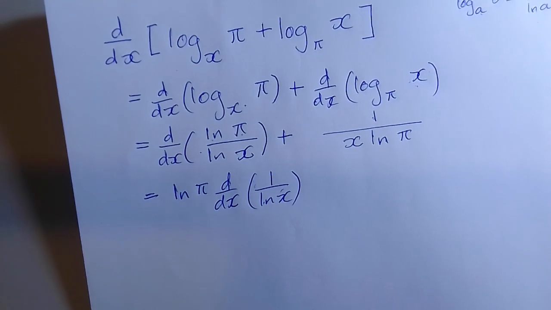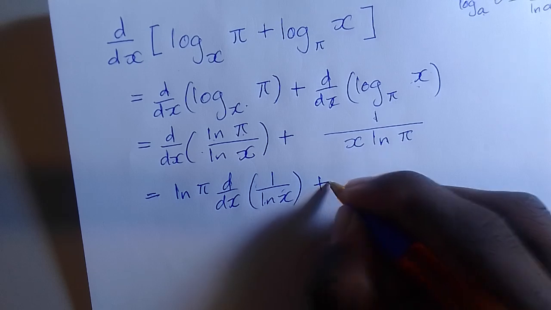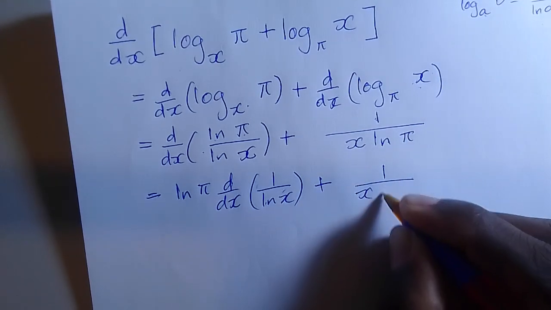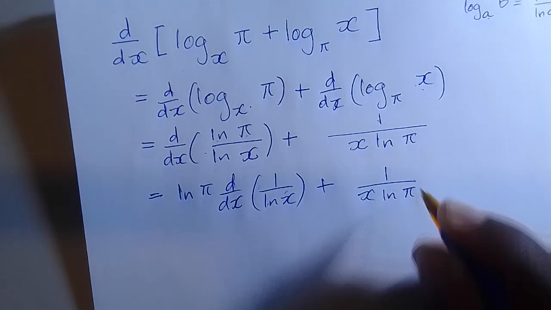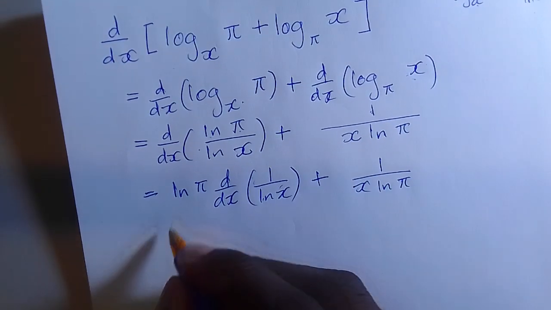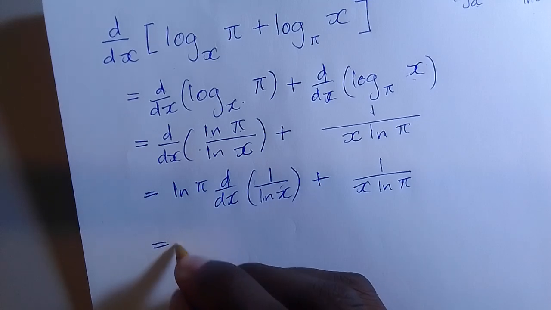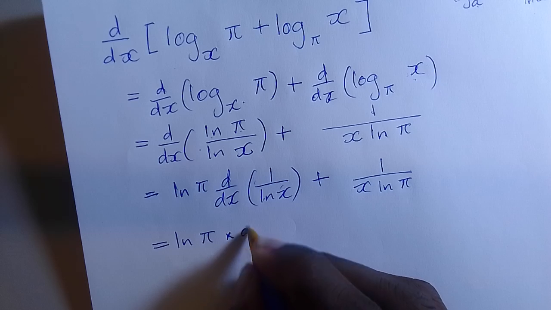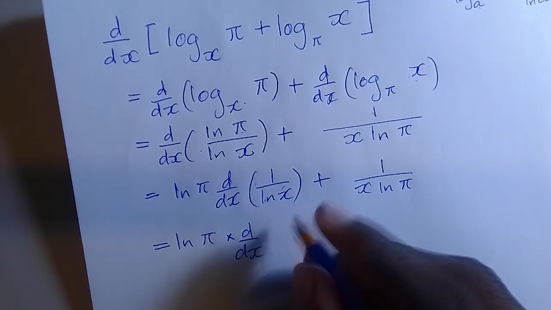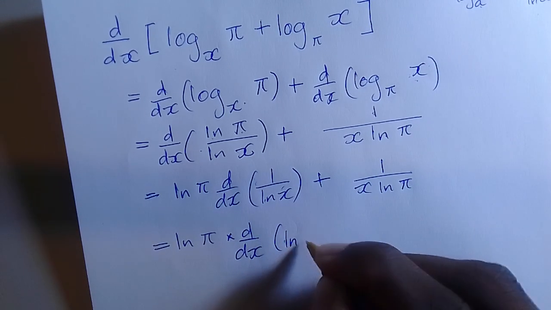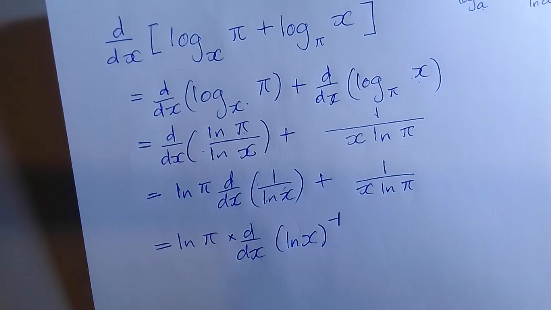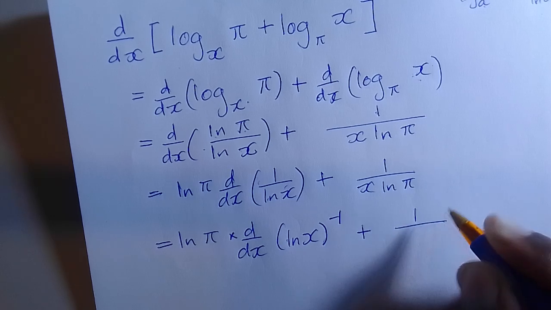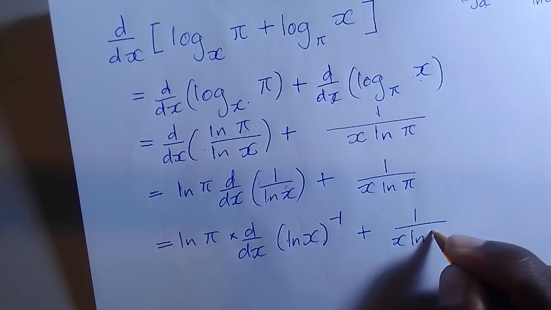Now what I've thought of is rather using the chain rule instead of the quotient rule, because in this case I feel like it's going to be easier. So what I'll do is say ln pi, which is this one, and then I'll multiply that with d on dx of ln x to the power of minus 1, plus 1 over x ln pi.